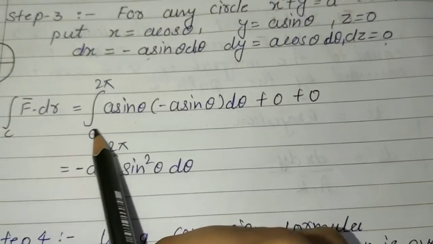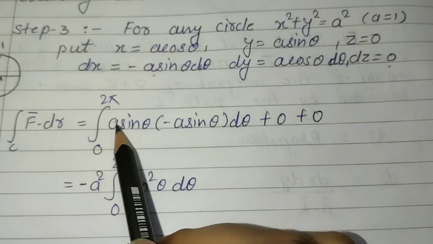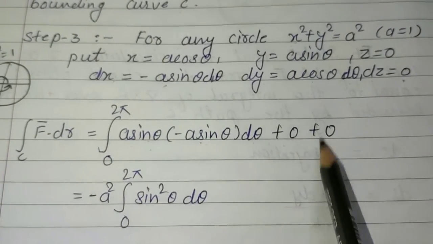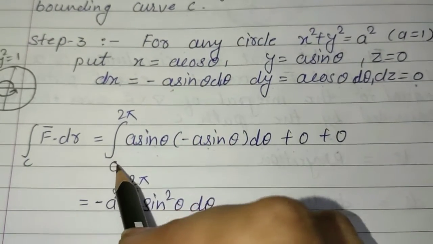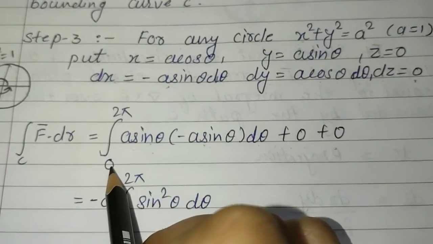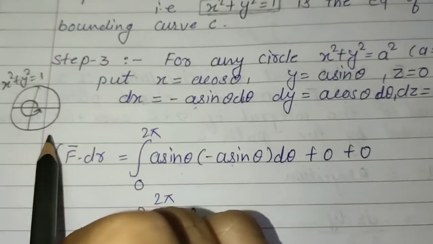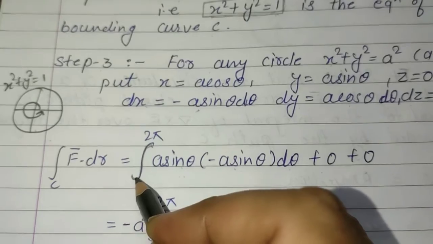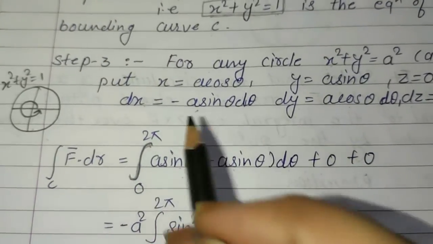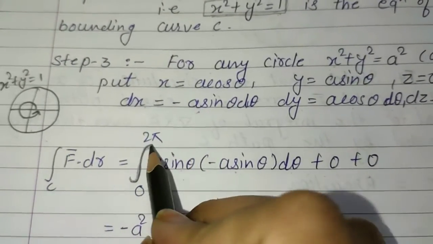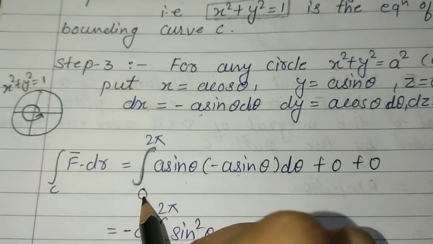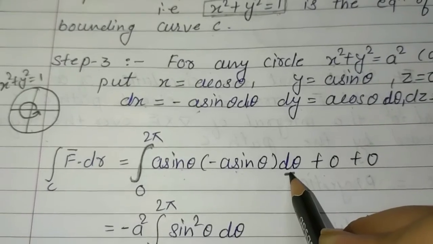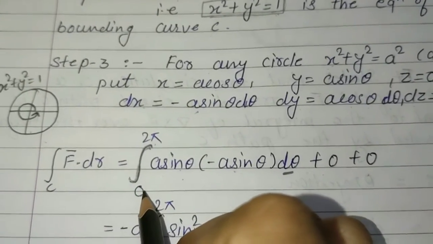Now see here, 0, a sin theta minus a sin theta d theta plus 0, 0. Now we will discuss the limits. So this is the circle, and this is the only one integral. Now for this one integral we will take the limit of theta, because the integral is with respect to theta, so we will take the limits only of theta.